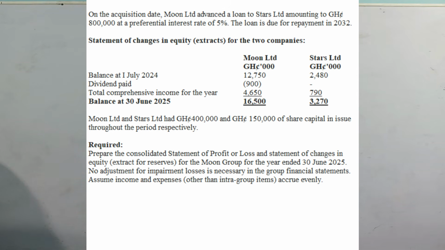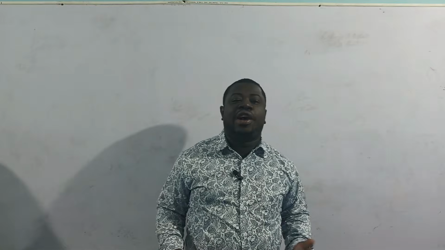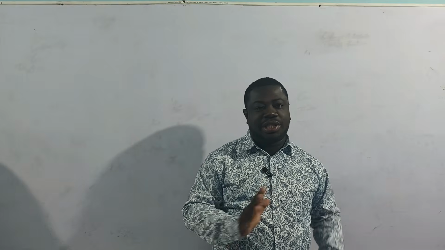No adjustment for impairment losses is necessary in the group financial statement. Assume income and expenses other than intra-group items accrue evenly. All right, so this is a question, and we're going to solve it together. Now, what I want you to understand is that this is a mid-year acquisition.